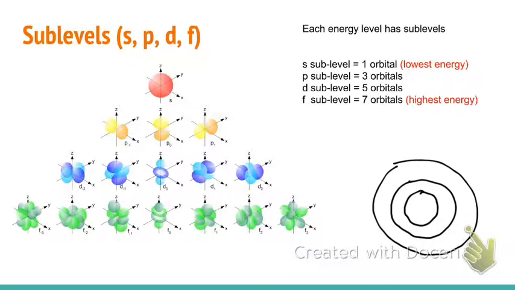Now, the question is, where exactly are these electrons within the shells? For example, let's say there are 4 electrons in the third shell or third energy level. Where exactly are these electrons located within the third energy level? So, what we're going to do is look more closely at the energy levels themselves.